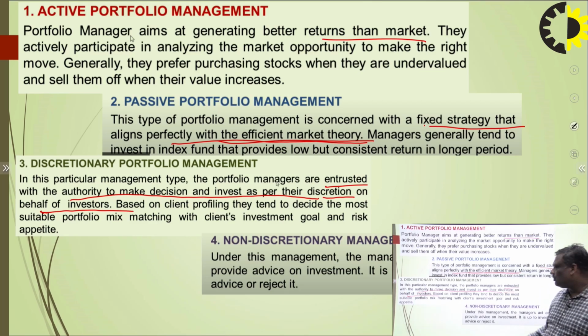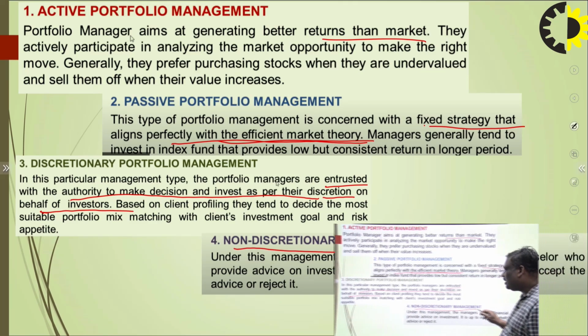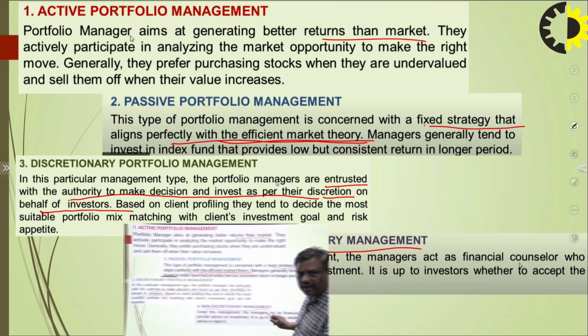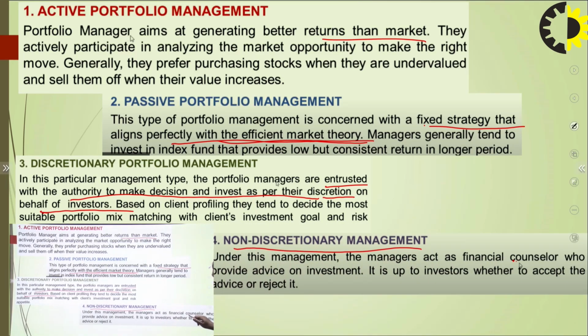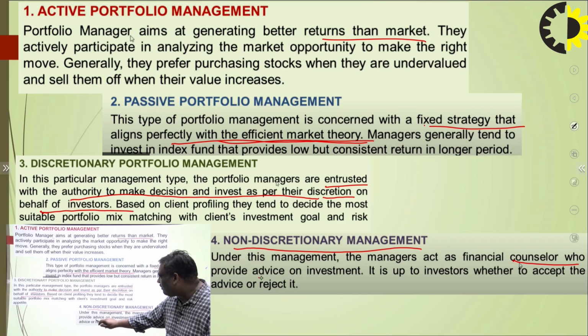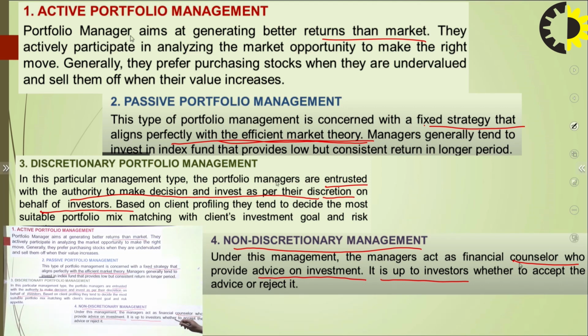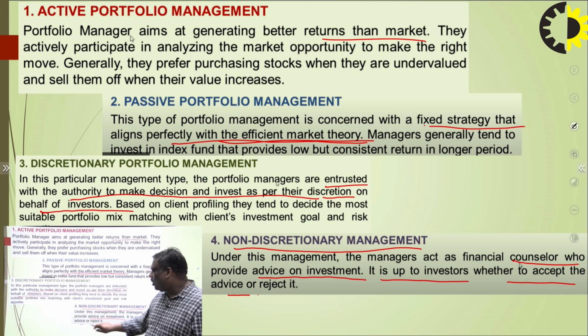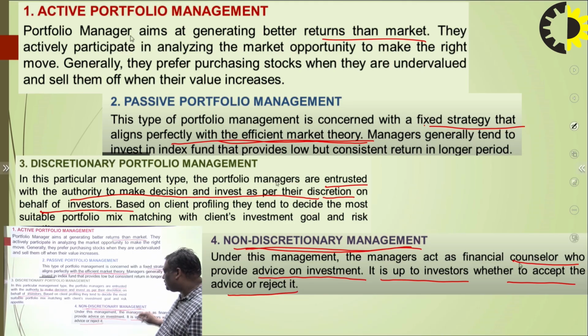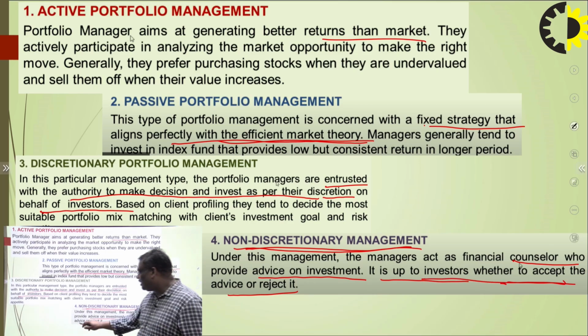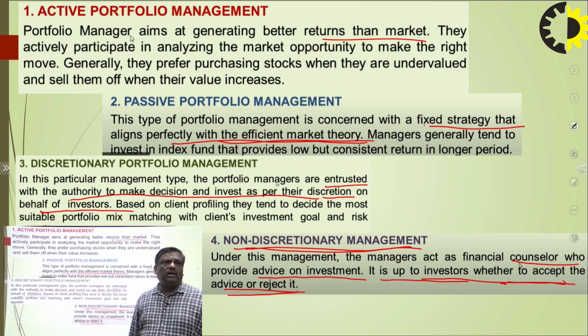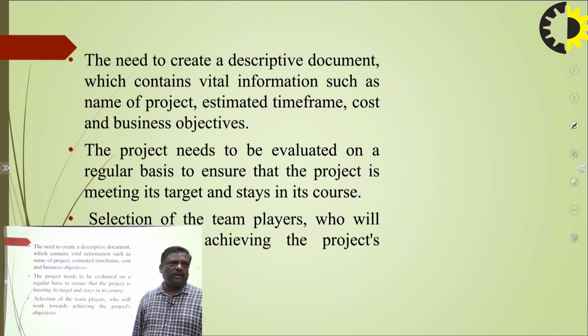Okay, and the fourth one, non-discretionary management. So under this management, the managers act as financial counselors who provide advice on investment. It is up to investors whether to accept or reject the advice. So this one is non-discretionary management, where the investors are free to accept or reject the advice. So these are the four types of portfolio management.